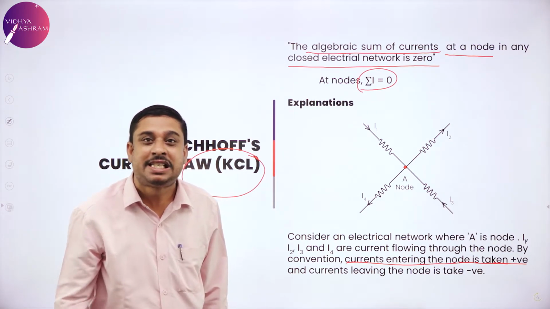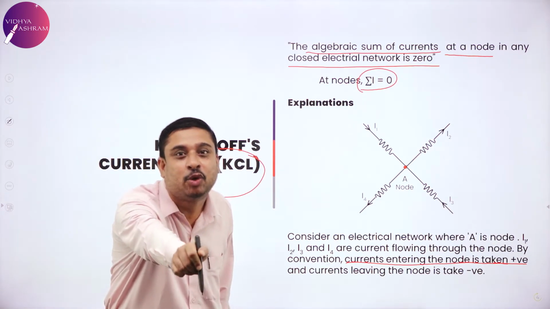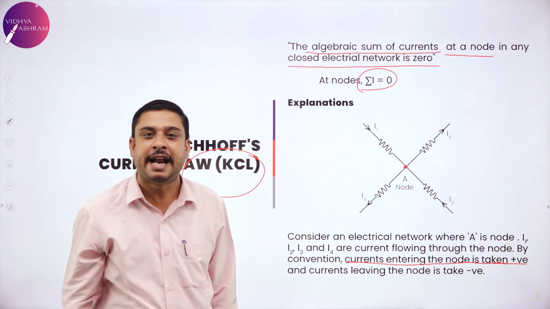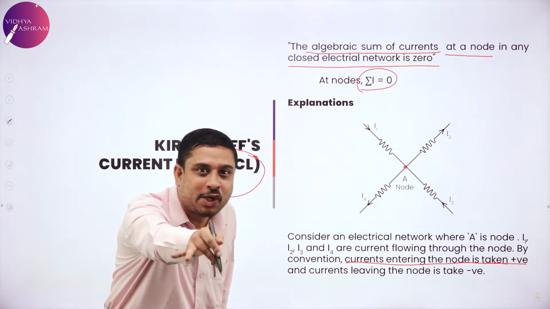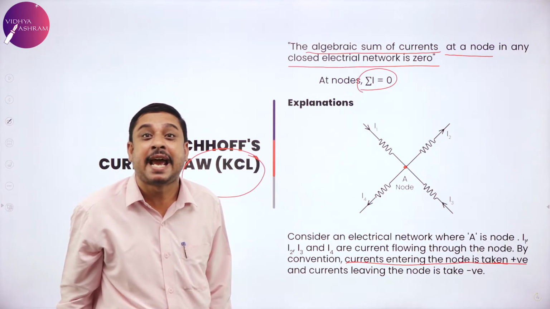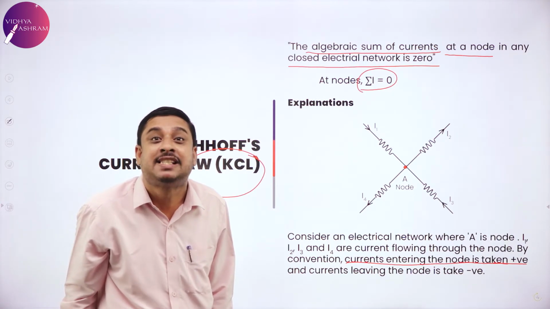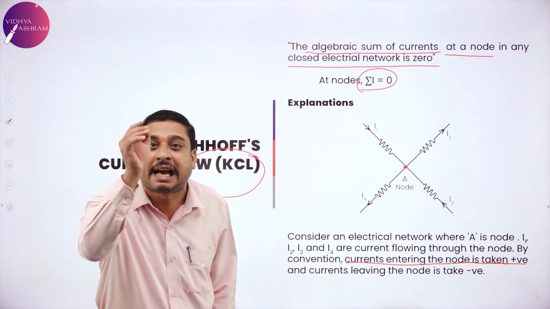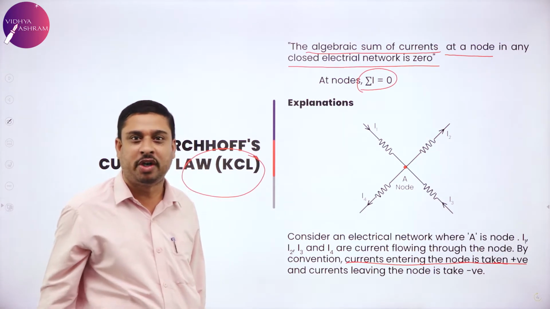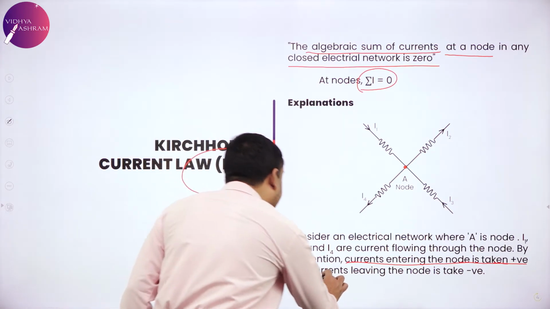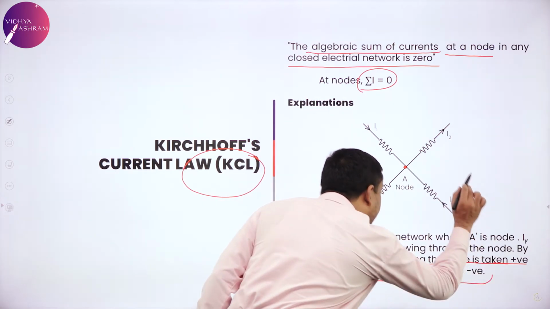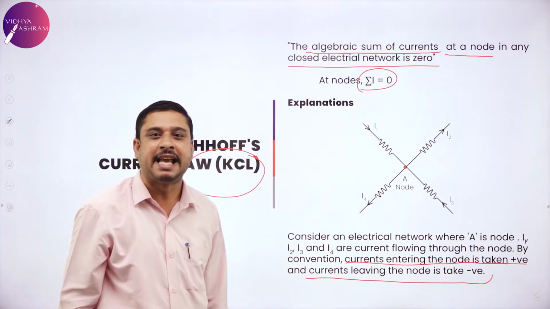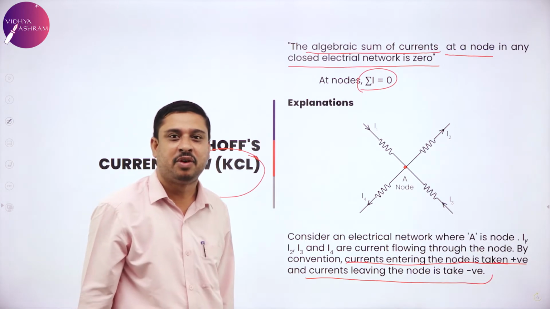Please try to understand, any current entering the node is taken positive. Current which enters into the node, current which flows into the node is taken to be positive current. It is a convention followed. And any current leaving the node is taken negative.